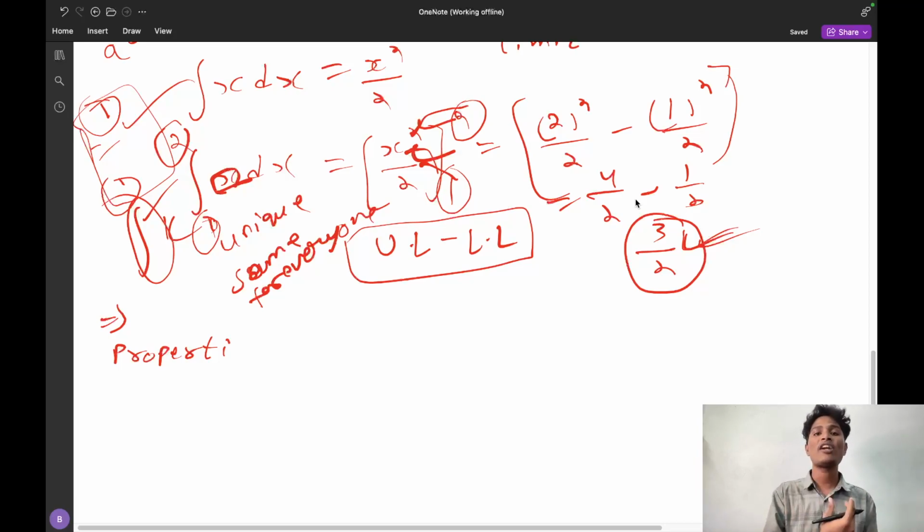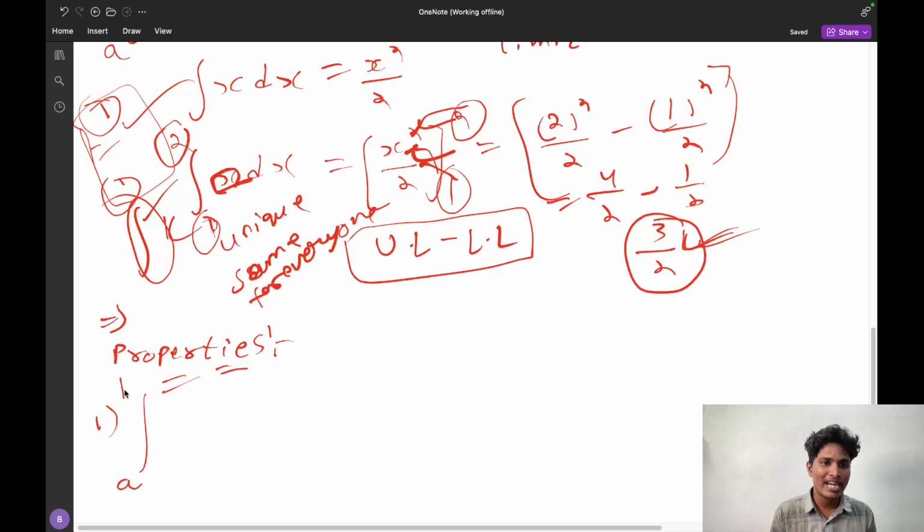But in indefinite integration, if I use one approach and another person uses another approach, they will get different answers, but both answers are correct. In definite integration, both answers cannot be correct. Only one answer is correct. That is the exact answer.